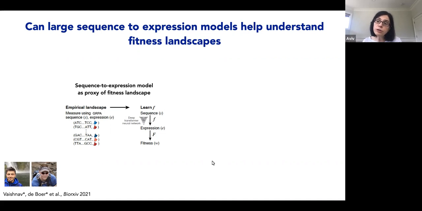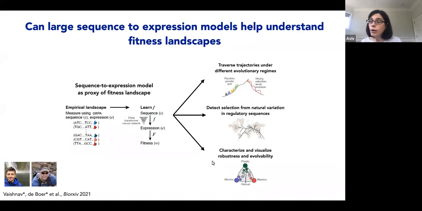So we thought, can we use the ability to learn from GPRA data, these sequence-to-expression models that generalize really well? Maybe they generalize to any arbitrary sequence. And in this way, we can construct the sequence-to-expression function. And then we could use this model in order to ask relevant evolutionary questions.